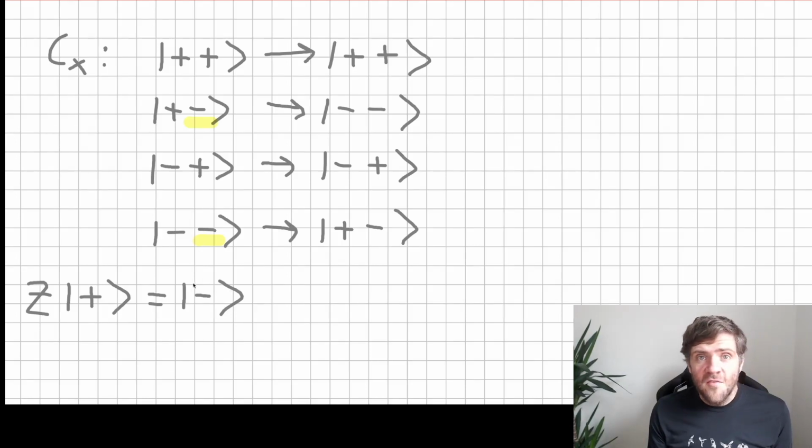So don't get too stuck on this idea of the controlled knot being this thing that looks at the control and uses that to decide whether to do an X on the target. That's one interpretation, but there are multiple interpretations to what a controlled knot does. It is a truly quantum gate and therefore has lots of lovely mysteries for us to ponder upon.